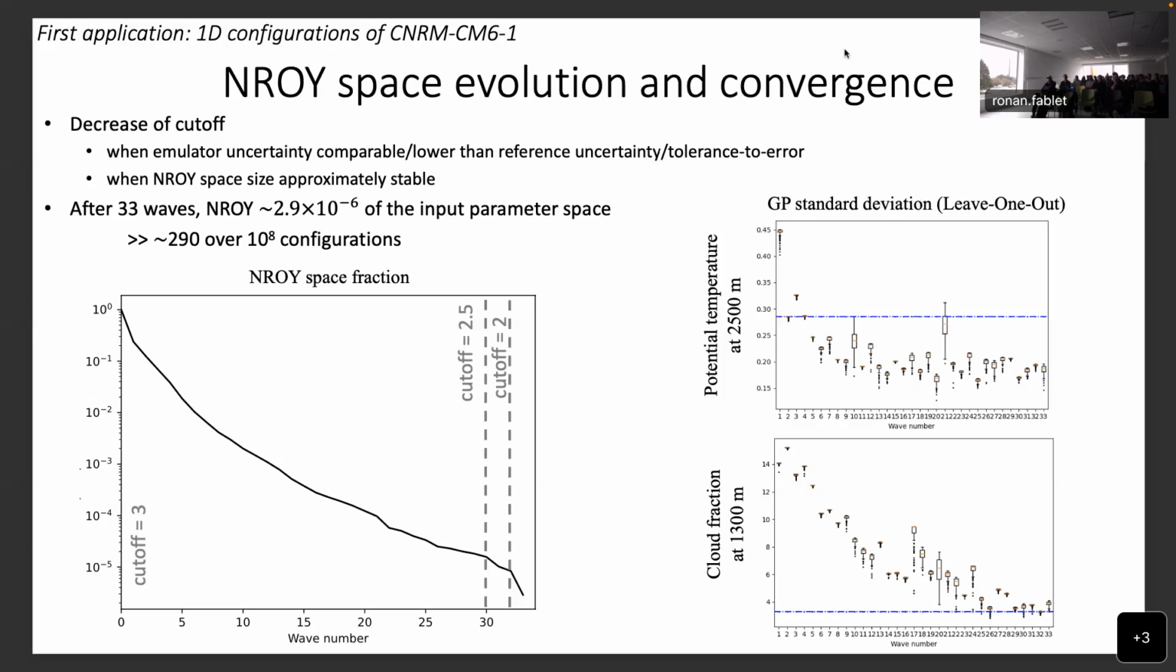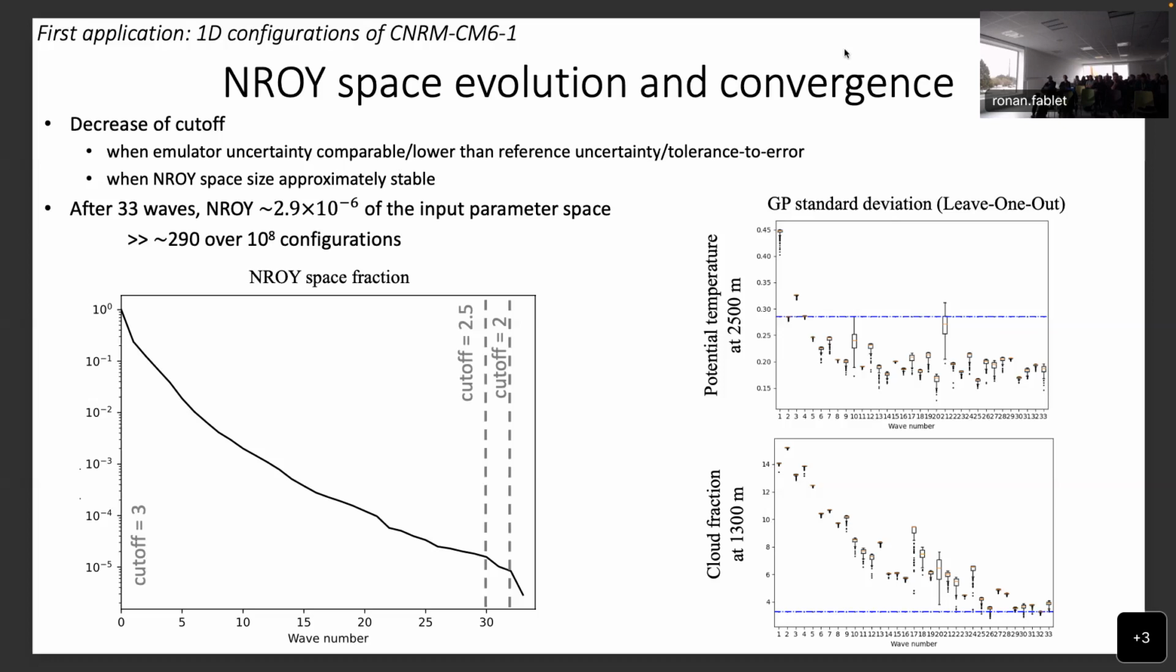So in the end, after 33 waves, we have reduced the input space by more than 6 orders of magnitude, which starts to make it quite difficult to explore, because it means that if you just randomly select 10 to the 8 configurations of the model, only 290 configurations will likely be in the error space. So we have to explore quite a tiny space to characterize it.